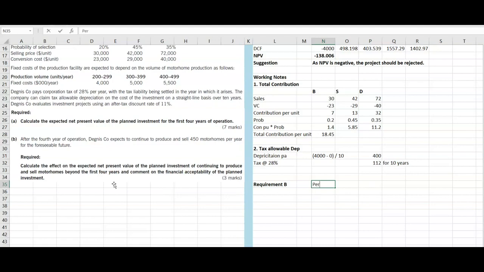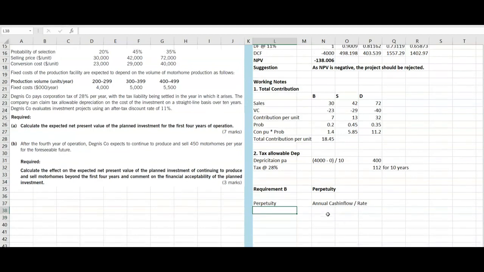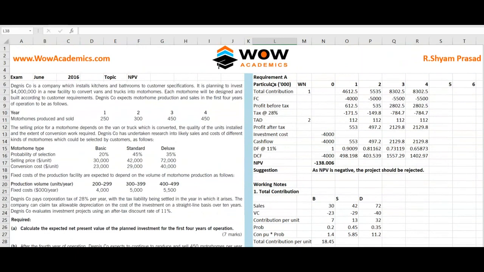So what they are asking you is the perpetuity. So perpetuity has a formula. So the formula works like this. It's annual cash inflow divided by the rate. So normally what happens is once you have the cash inflow, you can divide it by the rate, where the rate can be a discount factor. So we will go to our question here and we'll try to find out what happens.